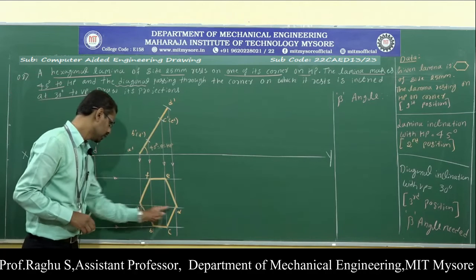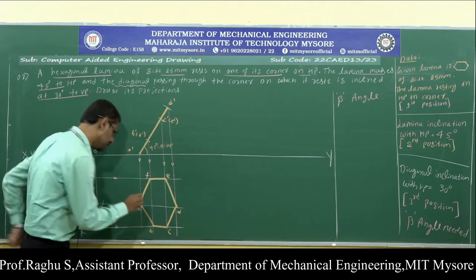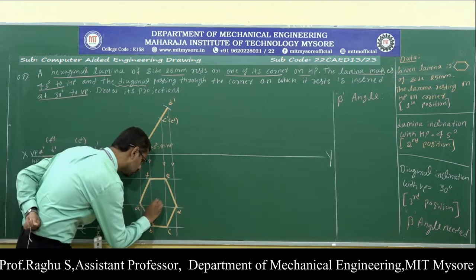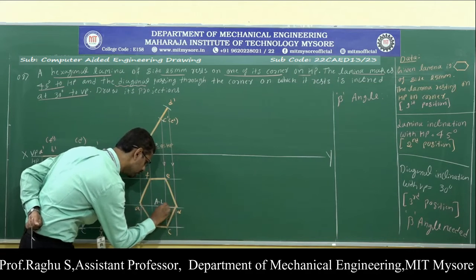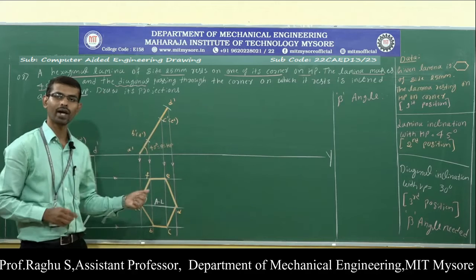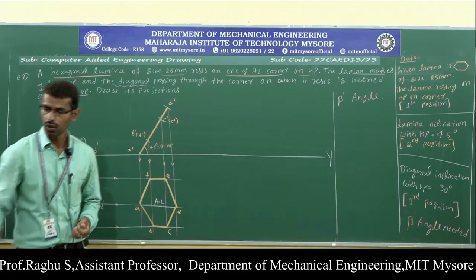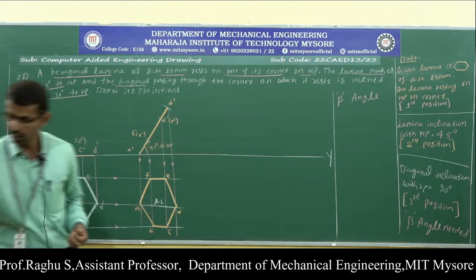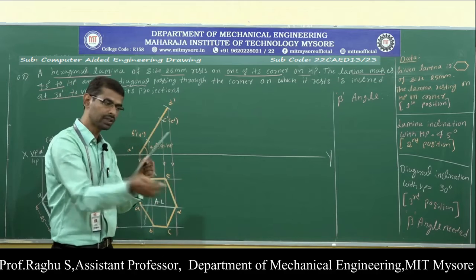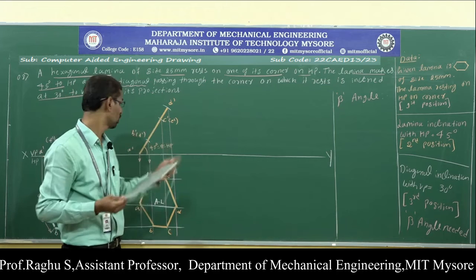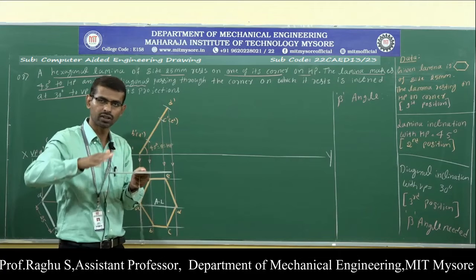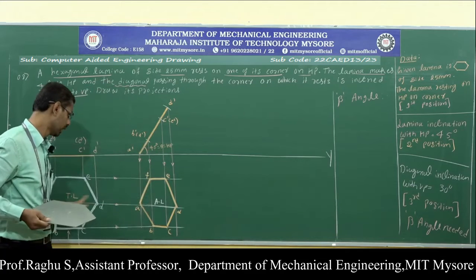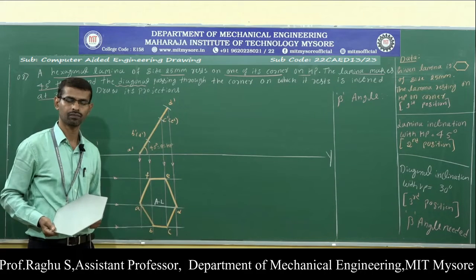Here this is the diagonal AD, and this diagonal length is called the apparent length. Why is it called the apparent length? Because when the lamina is inclined with respect to HP, the length of the diagonal gets changed because of this inclination. When the lamina is parallel to HP, the length of the diagonal will not get changed. That's why that is called the true length, and this is called the apparent length.